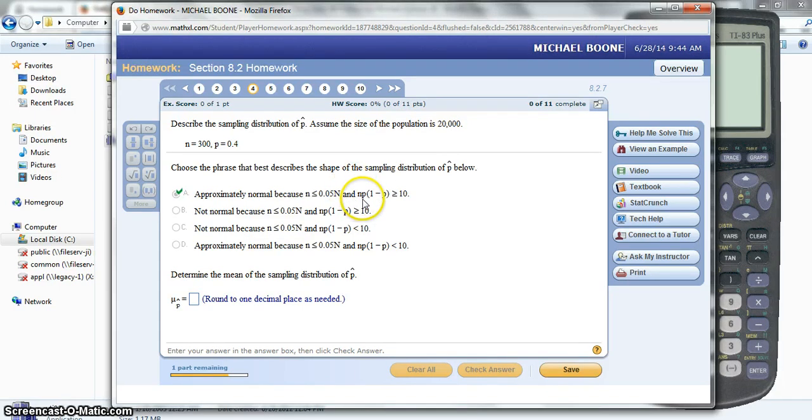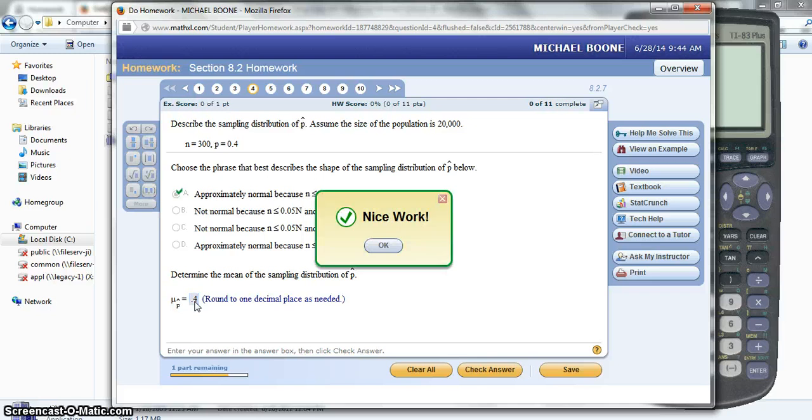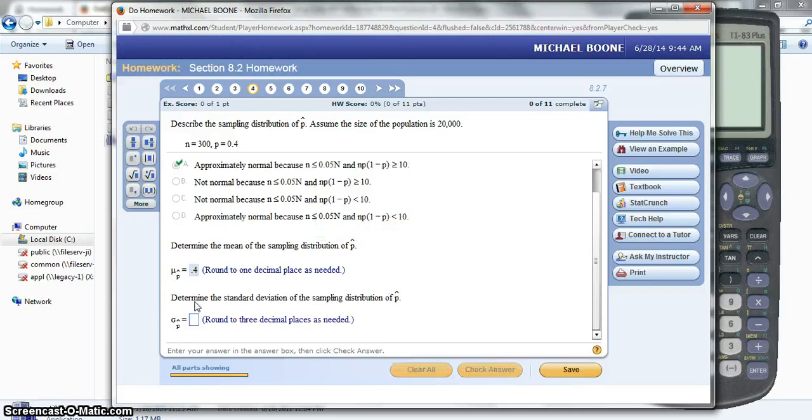It's less than that. And then n times p times 1 minus p has to be greater than or equal to 10. So that's another stipulation that we have to say it's normal. So when we are determining the mean of the sampling distribution, that's going to be our population proportion, so the 0.4. So we would expect our p hat to be around 0.4. So again, we don't have to do any calculations for this one, it's just what our population proportion is.